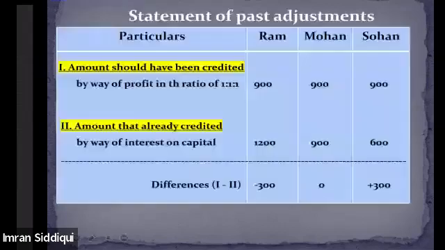So this is how we'll be solving it. The amount that should have been credited by way of profit in the ratio of 1:1:1 is 900, 900, 900. But what has been credited by way of interest on capital is 1200, 900, and 600. So clearly Ram has got 300 in excess of what he should have got, and similarly Sohan should have been credited 300 more. So the journal entry for this will be Ram's account debit to Sohan's account.